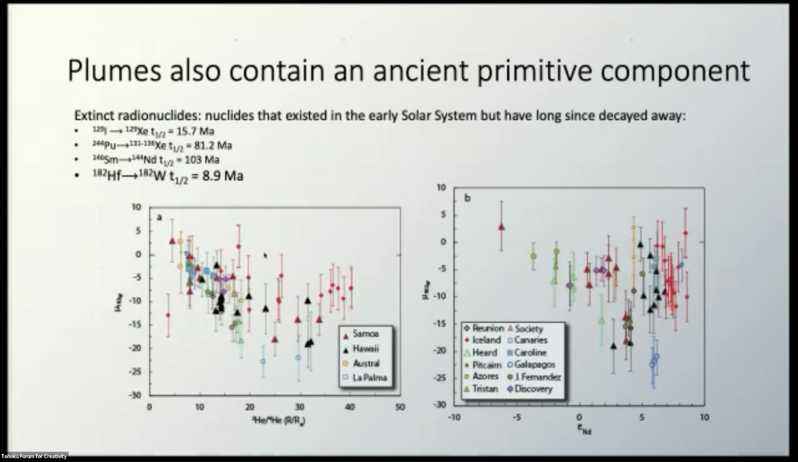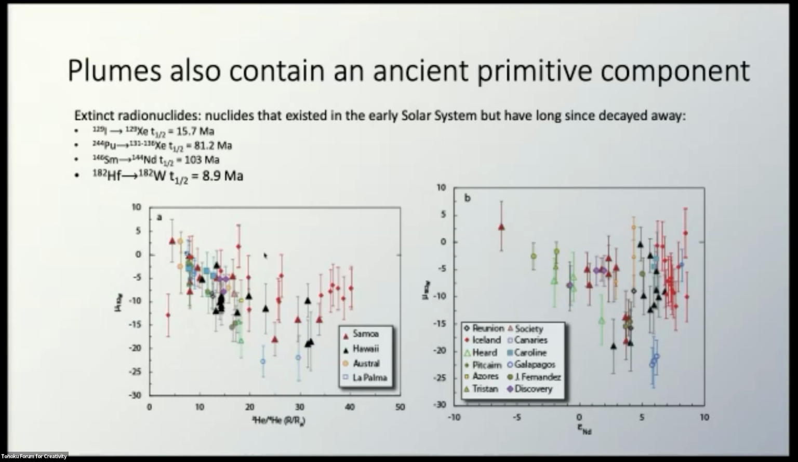Okay, now, but there's also primordial material that mantle plumes are bringing to the surface. I mentioned samarium, the extinct radionuclide. Here's another one. Hafnium-182 decays to tungsten-182. And this mu-182 tungsten is a measure of the difference between tungsten in these oceanic island basalts and a standard, typical Earth values. We see this clear correlation with helium isotope ratios.